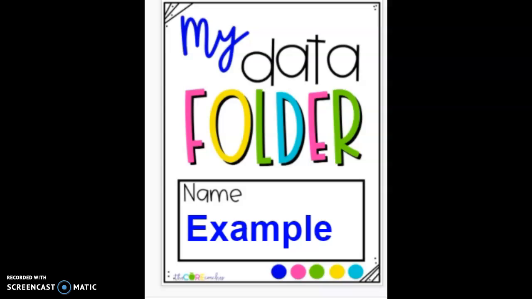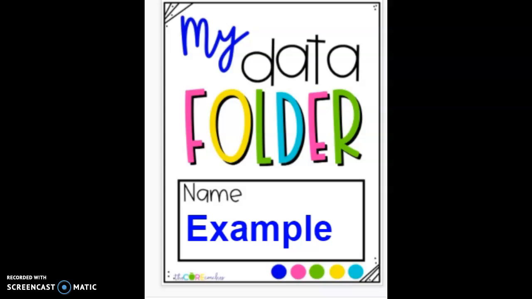Go to Classwork, then click on the 3 lines in the top right corner. Then click on the Data folder or Data Tracker. Your teacher will tell you what it is called. For my class, it is called My Data Folder. And this should be familiar because Miss Reed does this every time we take a math test. It is the same thing except we are tracking our reading data.